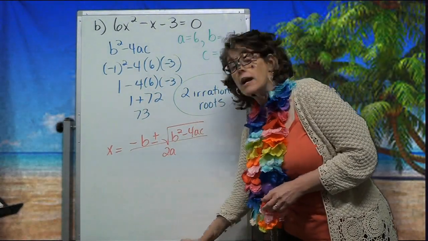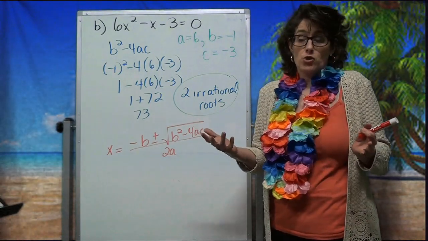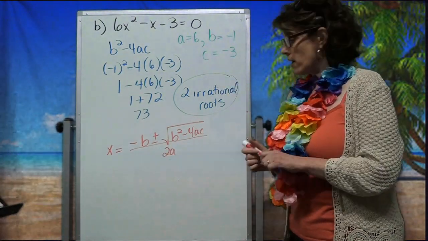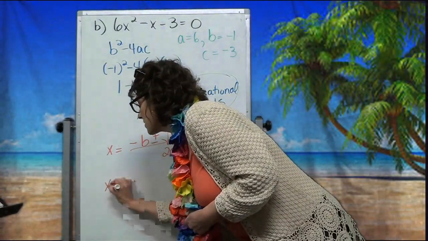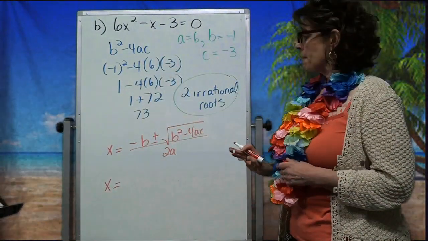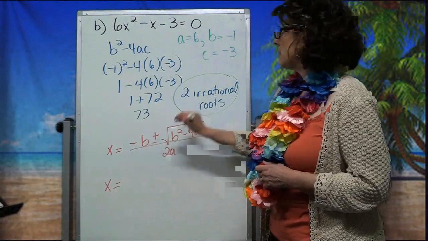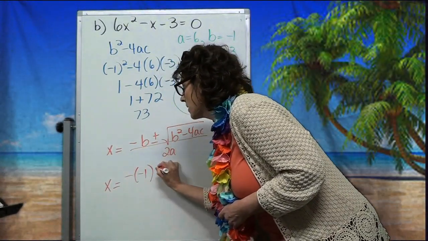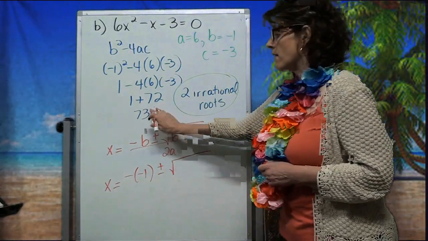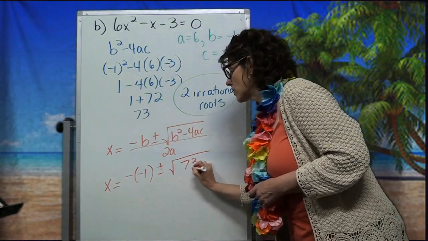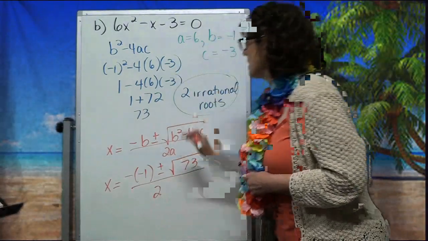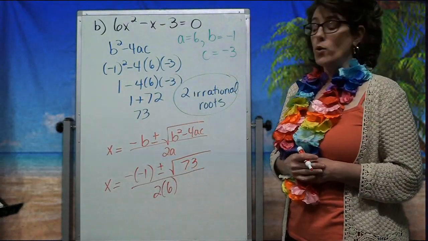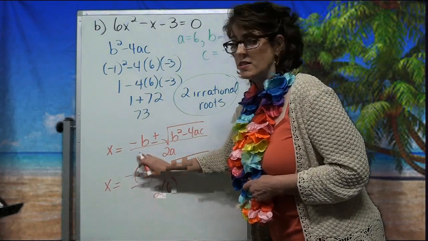Now I'm going to figure out what those solutions are. I'm going to plug my a, my b, and my c into the quadratic formula that I've already written down, because I'm going to memorize it without even trying. This is the opposite of b. My b was a negative 1, so I want the opposite of a negative 1, plus or minus the square root of, I've already figured out my discriminant is 73, all over 2 times a, which is 6. Now, order of operations says, first off, this is just a 1.